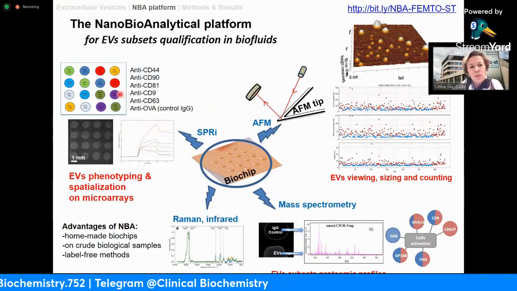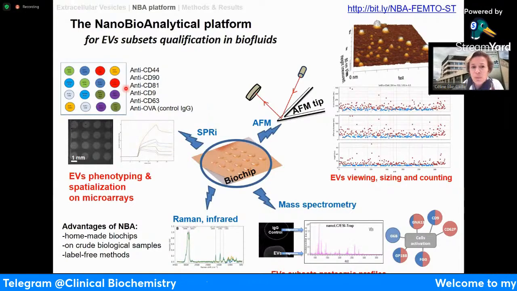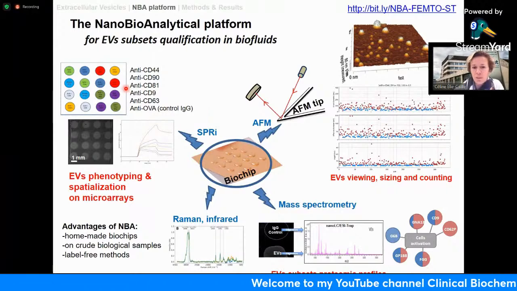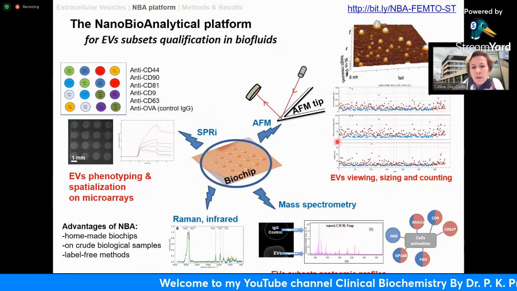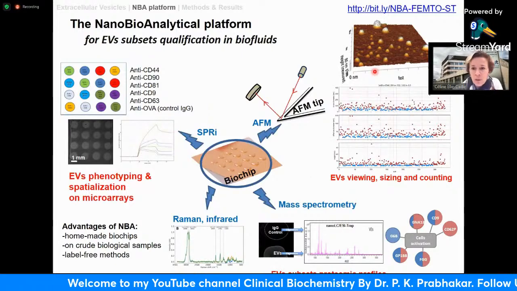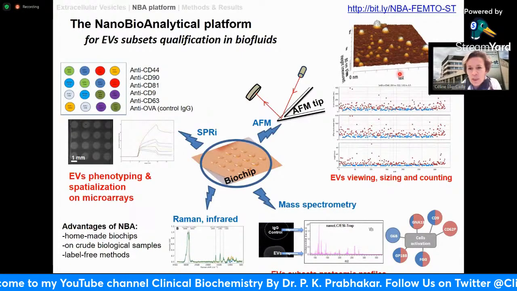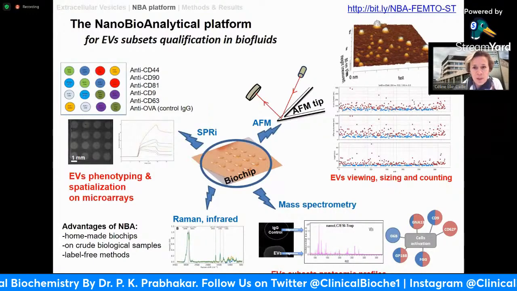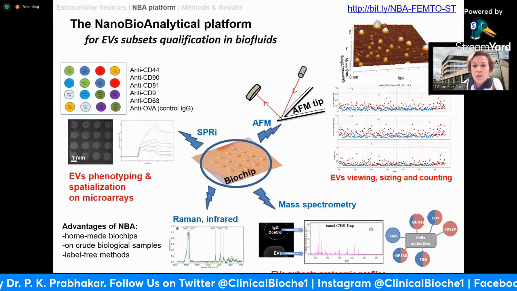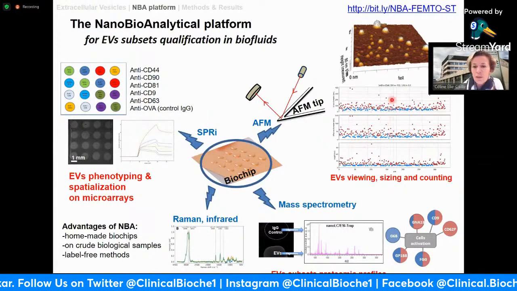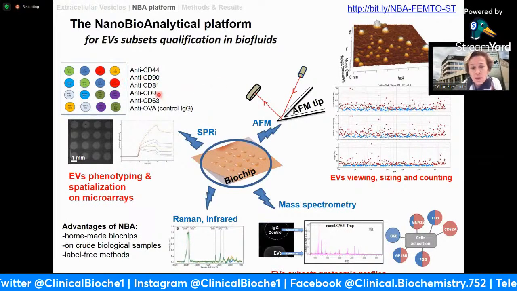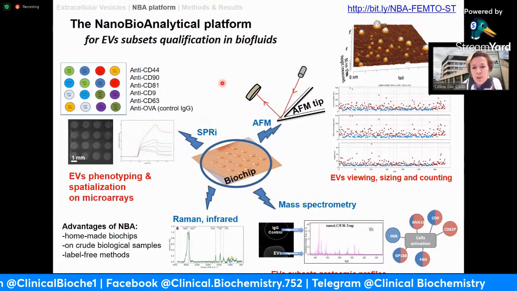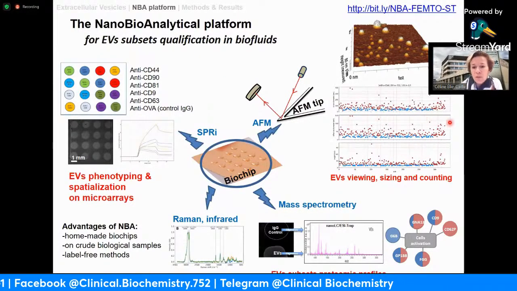Using this functionalized chip, it's possible then to capture different subsets of EVs on the chip. This chip then goes under an AFM tip in order to get, in a classical imaging mode, in contact or quantitative imaging mode, a characterization in terms of size and morphology, and then you can get, for each subset of EV captured on each ligand, a certain profile in terms of size and morphology of the EVs.